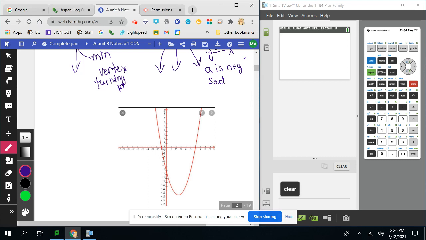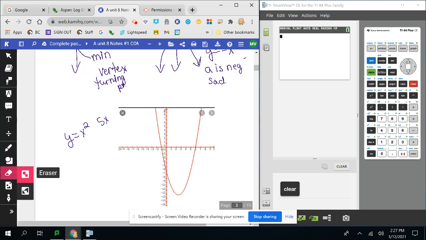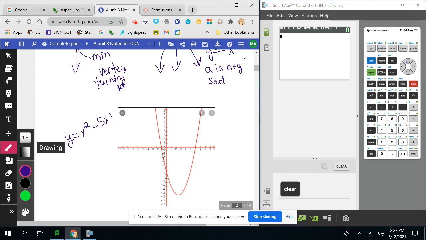If we look at this graph, which is the graph of the function y equals x squared minus 5x minus 6, we see that it has a minimum, but it also has these two points right here, which are the points 6, 0 and negative 1, 0. Those points are called our x-intercepts. They're also called our roots, our solutions, and our zeros. So those points are important.